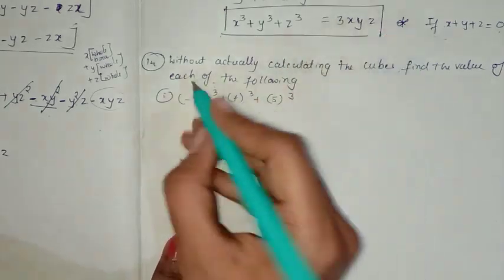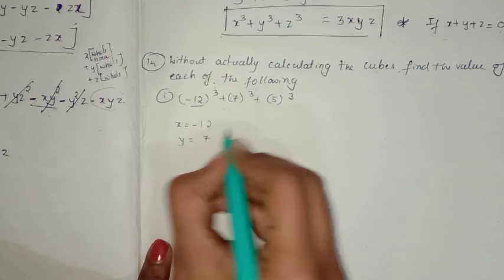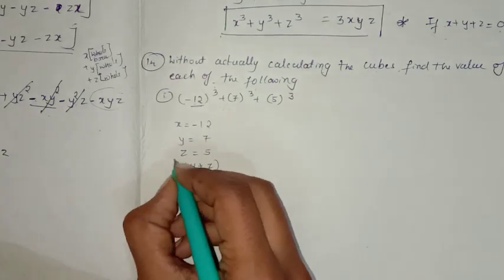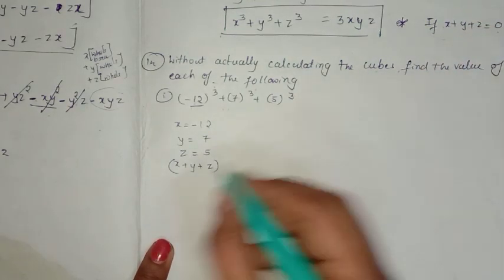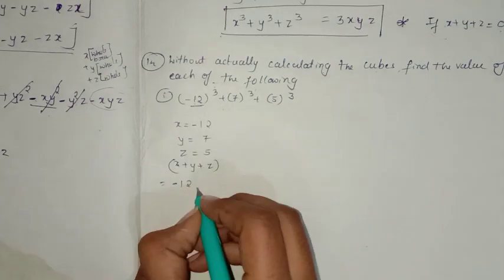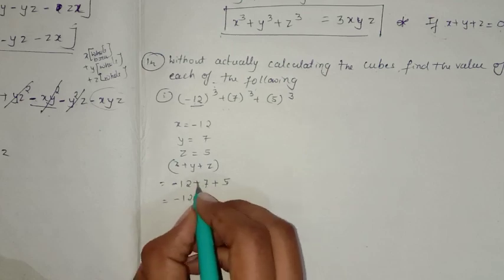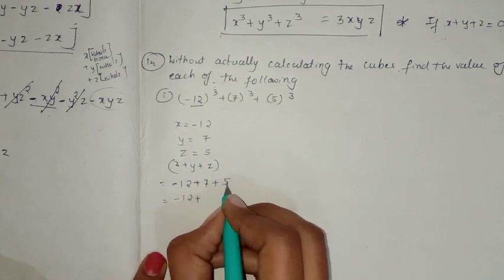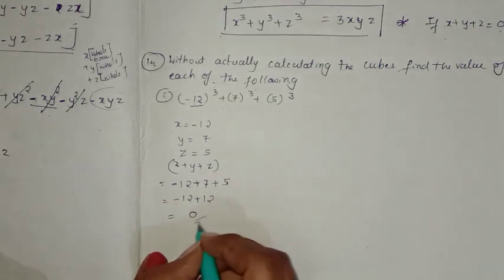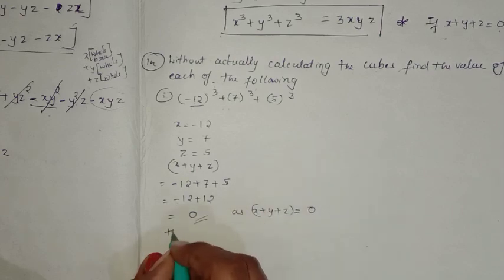Okay, so first we will check. x we will consider minus 12. What about y? y is 7. And z is 5. Now we will do x plus y plus z, because if it is equal to 0, then we can go for this formula. The x value is minus 12, the y value is 7, 7 plus 5. You have to add the numbers, so positive sign, 7 plus 5 is 12. So minus 12 and plus 12, that means the answer is 0. So as x plus y plus z is equal to 0, then we can use the formula.